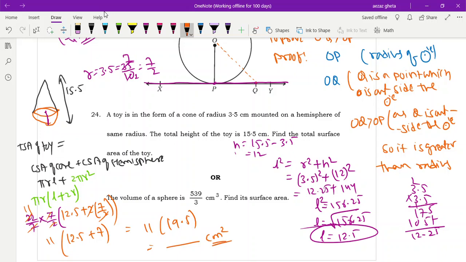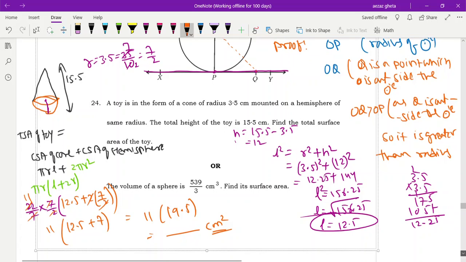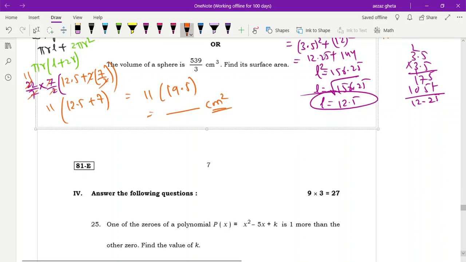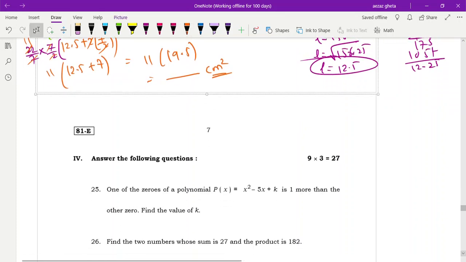Boys and girls, whether you understood this, any doubts? Can anybody do this OR question? The volume of a sphere is given. Find the surface area of the sphere. 4 pi r square will be the formula. Can you do that question, and can you write the answer in the comments? Let's see who will get the answer.